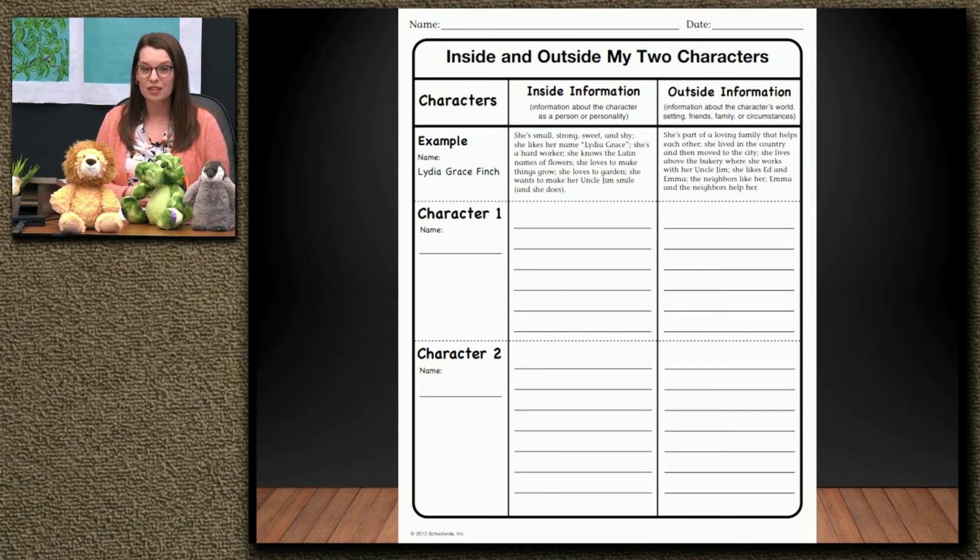You also need to think about the outside information. What is happening in their world? Where is their world that would be important to think about and plan for when you know that you're going to have them write letters back and forth to each other? You're going to get to know your characters really, really well as you complete this chart as a writer. Now, again, this chart is your independent work today when you go off to work by yourself.